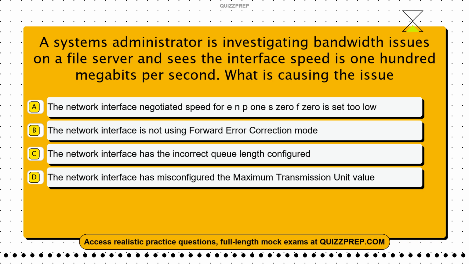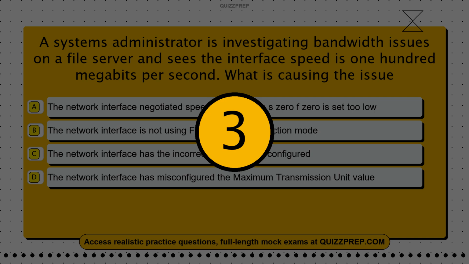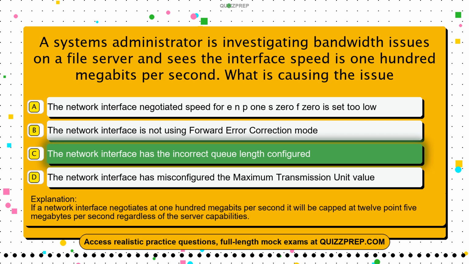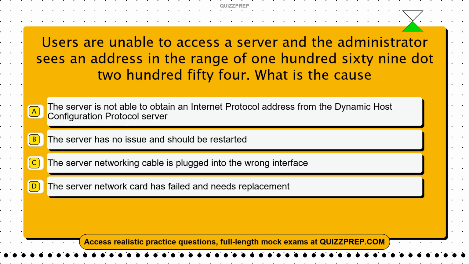Option A. The network interface negotiated speed for enp1s0f0 is set too low. Option B. The network interface is not using forward error correction mode. Option C. The network interface has the incorrect queue length configured. Option D. The network interface has misconfigured the maximum transmission unit value. The correct answer is option C. The network interface has the incorrect queue length configured. If a network interface negotiates at 100 megabits per second, it will be capped at 12.5 megabytes per second regardless of the server capabilities. Question 135.